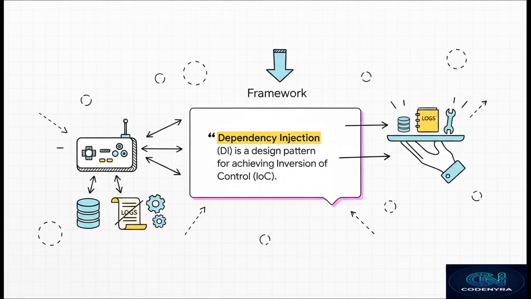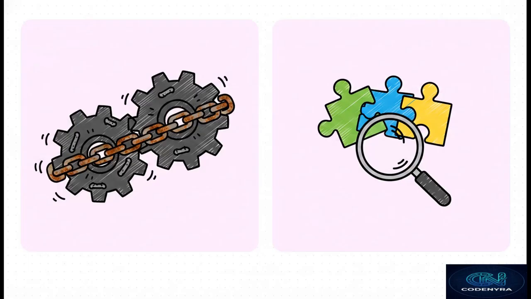Well, instead of a controller having to manually build its own database tools or logging services from scratch every single time, we invert that responsibility. The controller doesn't create its dependencies anymore. The framework just hands the controller exactly what it needs to do its job. Just consider the contrast between these two approaches.